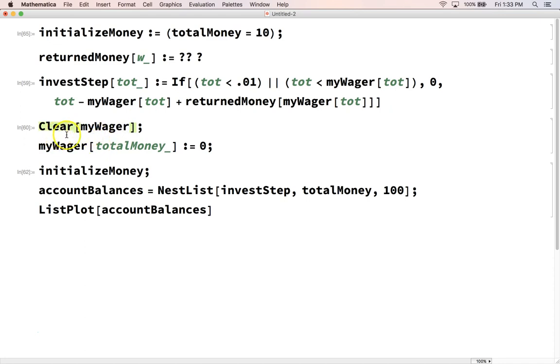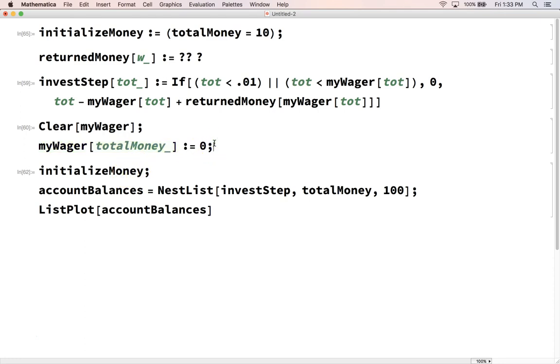So the part that you're going to be interacting with is these next two lines. So this one, you're supposed to write a function, and you're almost definitely going to want it to be a piecewise function that takes as input your total amount of money, and as output says, how much do you want to bet? How much do you want to wager? So that's why the function is called myWager. So for example, here what it's saying is no matter how much money you have, you always want to invest $0. Okay, so it's the most conservative strategy that could exist.